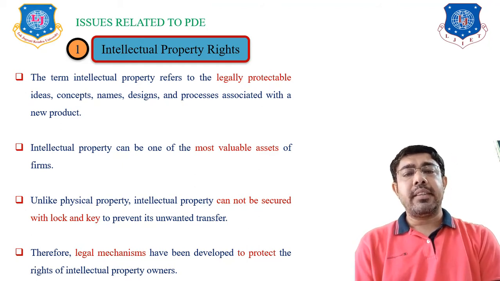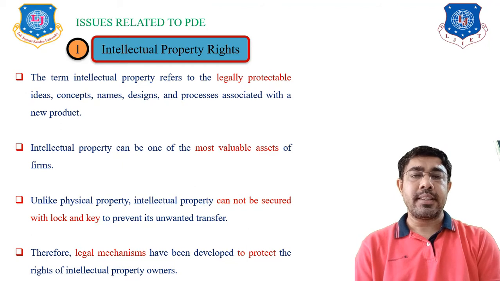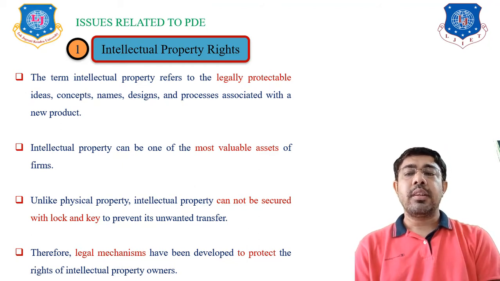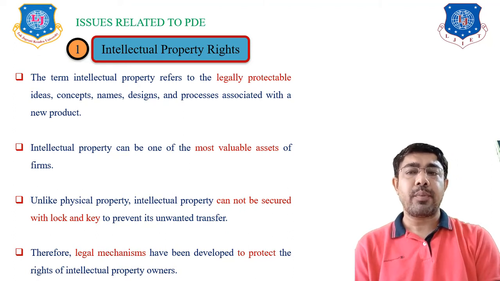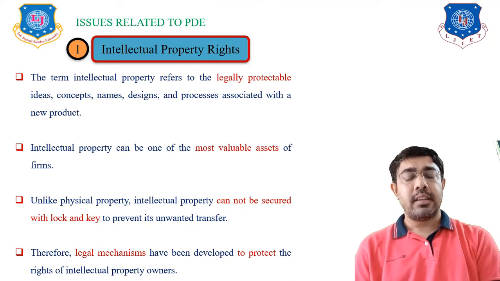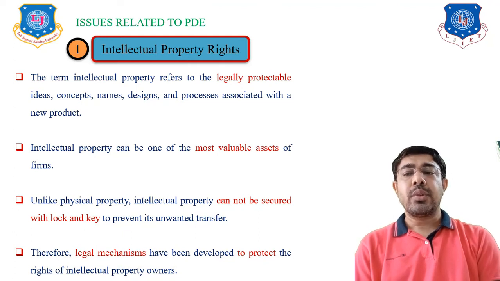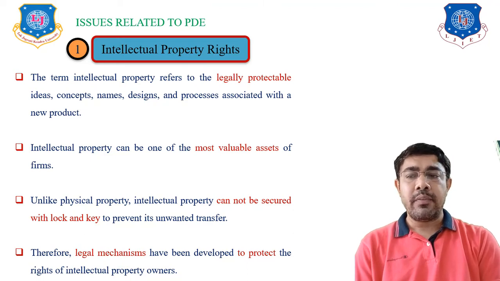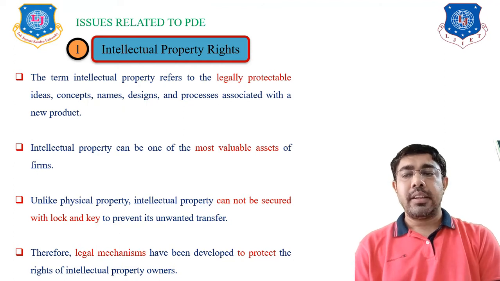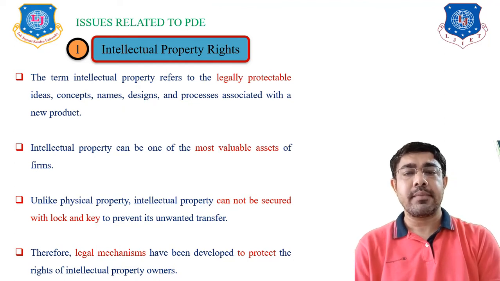Unlike physical properties, we cannot secure these intellectual properties by lock and key. So to prevent the unwanted transfer of intellectual properties, we have to claim legal mechanisms. Therefore, legal mechanisms have been developed to protect the rights of intellectual property owners. Whatever the intellectual property owners' rights, they can be protected by the legal mechanisms.